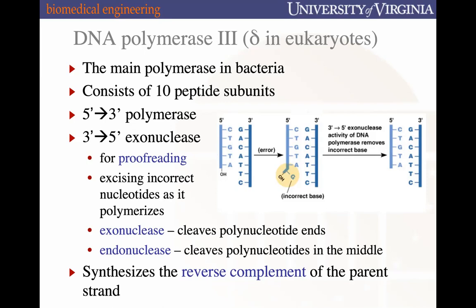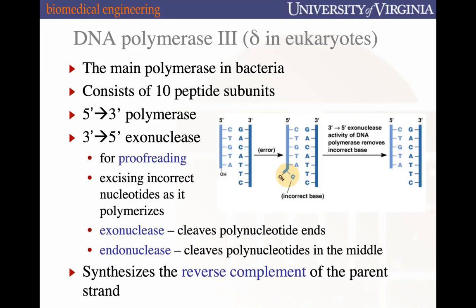And so, as I described a moment ago, it'll remove the wrong nucleotides and switch back to its polymerase role and begin polymerization again. So the name exonuclease: it's cleaving the nucleotides at the ends. And what it can also do is act as an endonuclease, where it can cleave them in the middle. So exo at the end, endo in the middle.